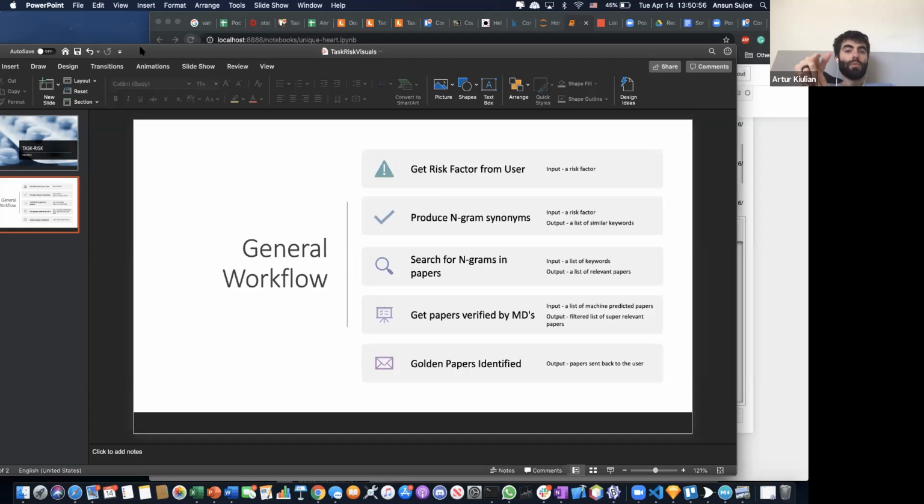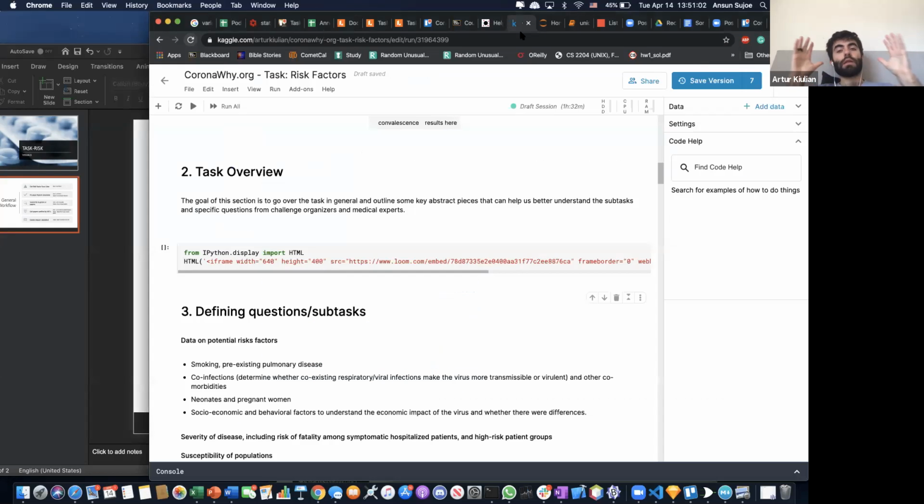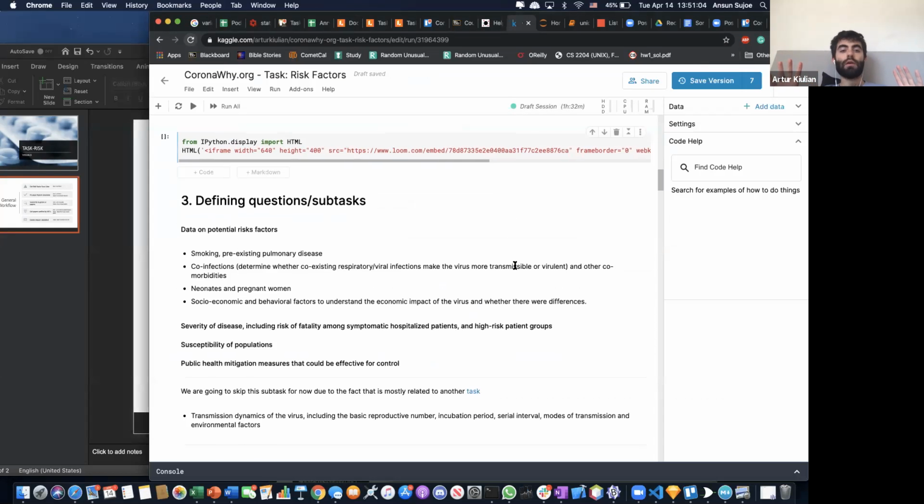Because if you open the risk factors notebook that I initially created, there was an initial exploration, right, that led... Yes.